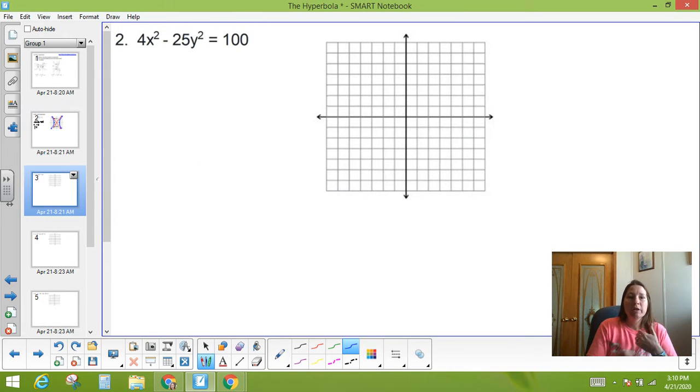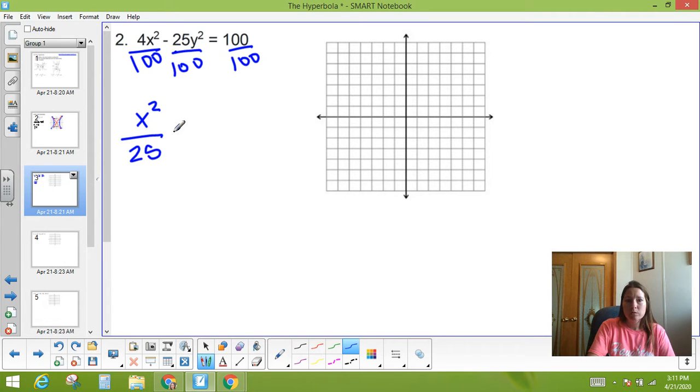All right, let's try another one. All right, so just like an ellipse, it has to be equal to 1. So the first thing we're going to do is divide by 100. Y'all, my handwriting is horrible today. Okay, so this is over 25. This is over 4. This is 1.